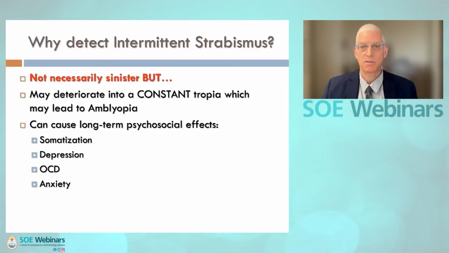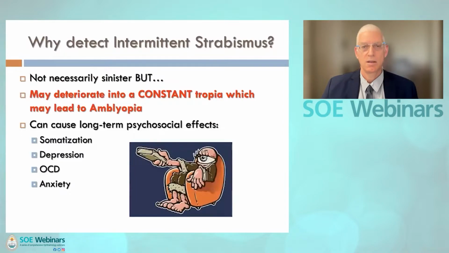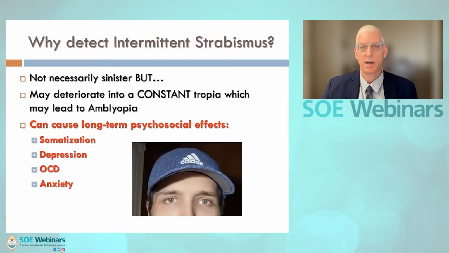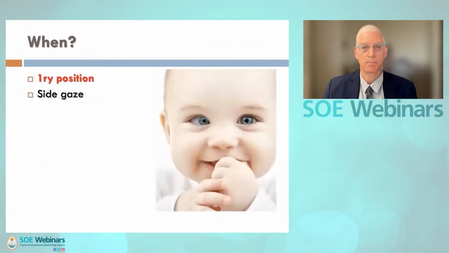Intermittent strabismus is not necessarily sinister. Some types, however, may deteriorate to a constant tropia. This in turn can induce a lazy eye if it occurs during the first years of life. The tropia or amblyopia may induce social rejection and lead to a low self-esteem. Moreover, both may result in long-term psychological implications.